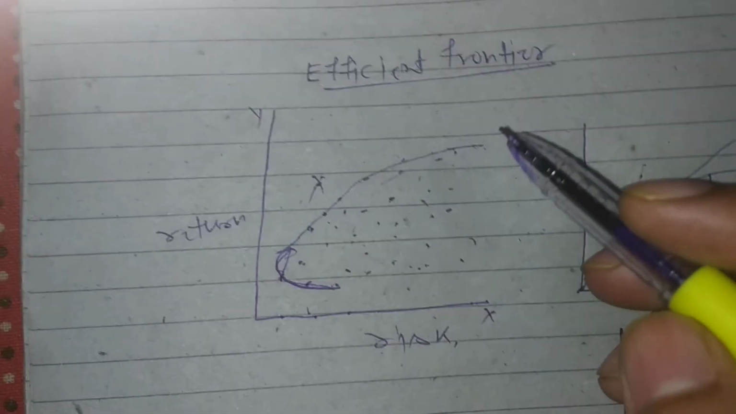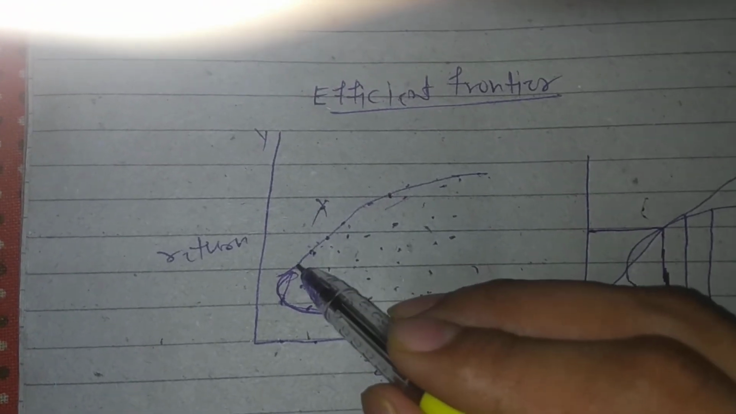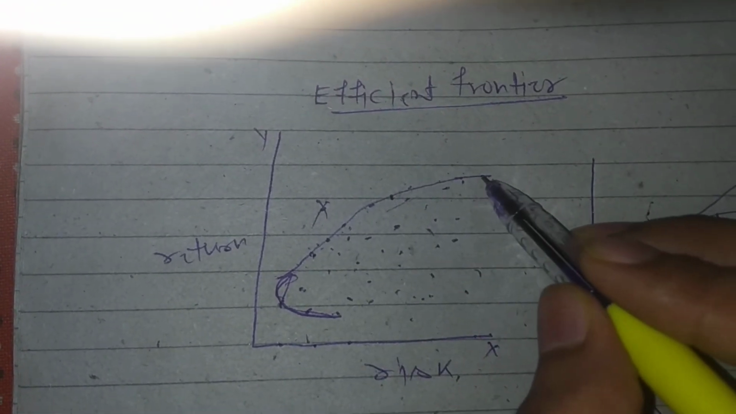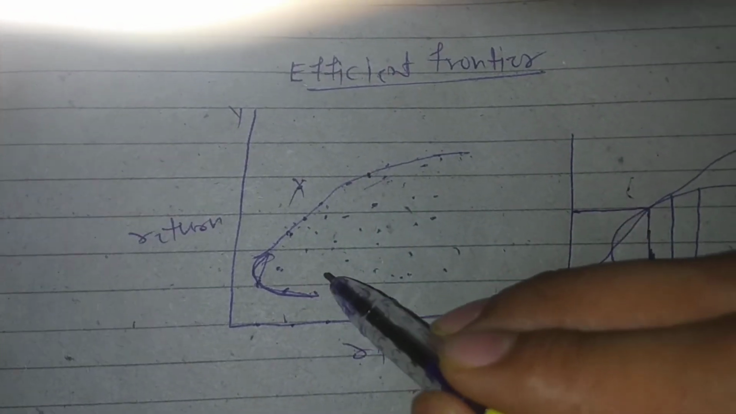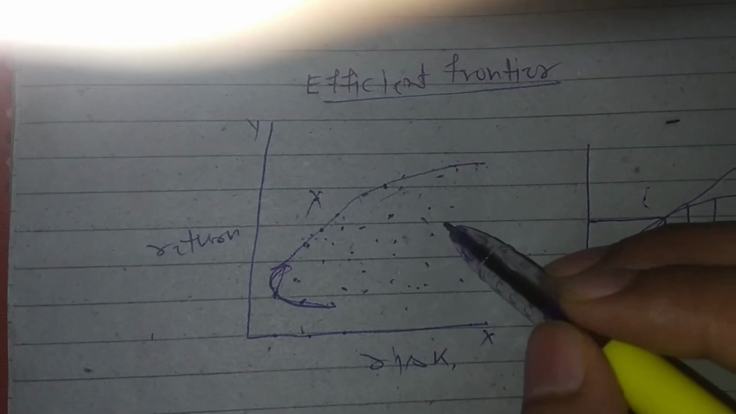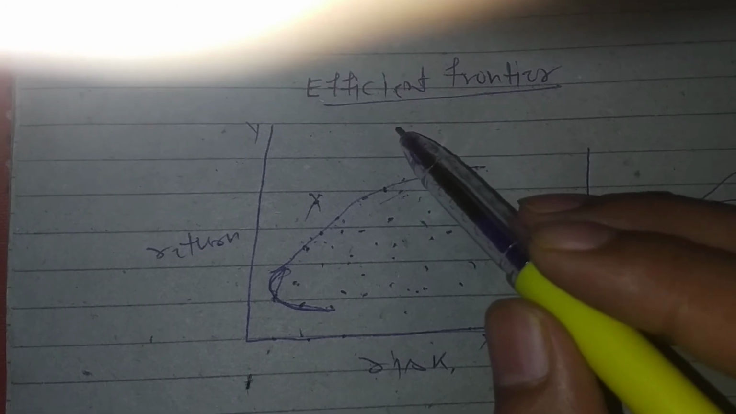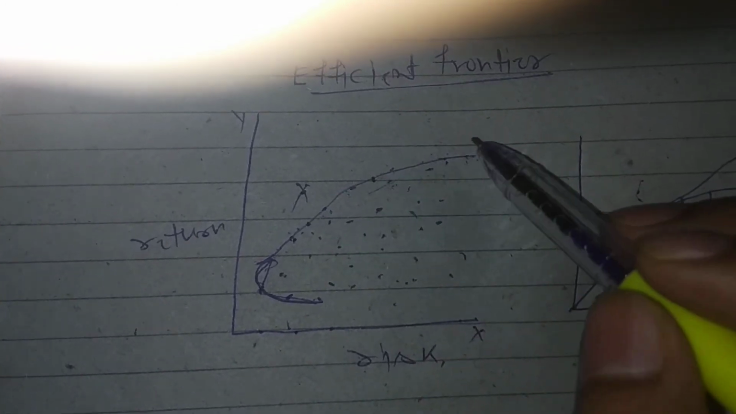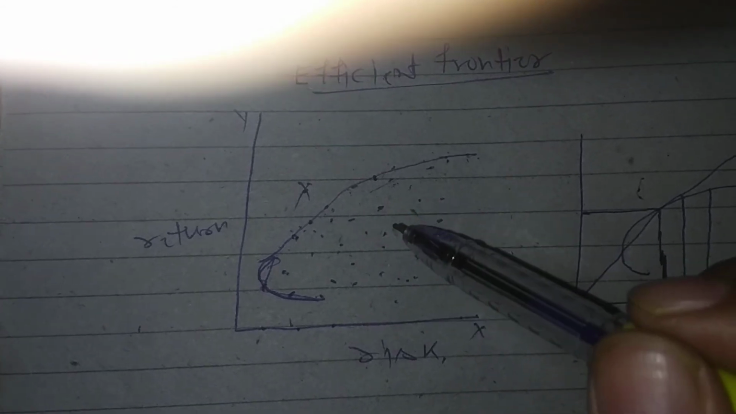So any security lying along the efficient frontier is advisable, worthy to be chosen, and any security below this level is not advisable, and any security above this level is not possible because the frontier itself has been made by selecting the best securities. I hope this is clear now.